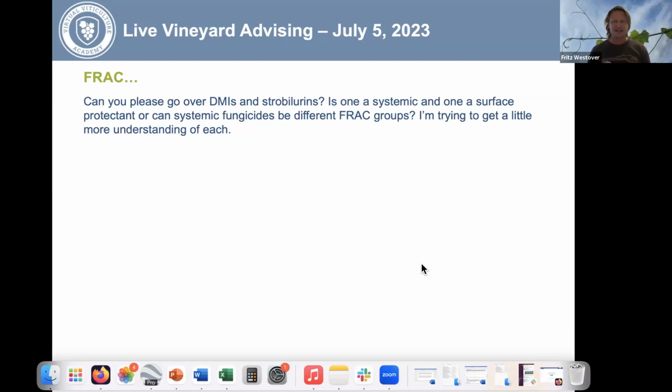If you've got one mode of action that's punching the pathogen in the face, eventually that pathogen is going to come up with a way around it, and it's going to survive. So you need one that's going to kick it in the shins after that, and rotate through those, and so forth. The question says, can you please go over the DMIs, that's FRAC group number 3, and the strobilurins, that's FRAC group number 11? Is one a systemic and one a surface protectant, or can systemic fungicides be different FRAC groups? I'm trying to get a little more understanding of each.